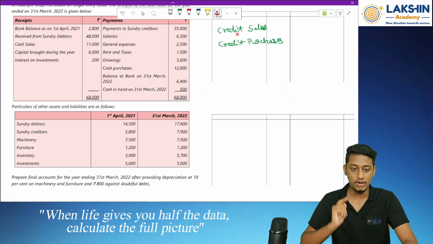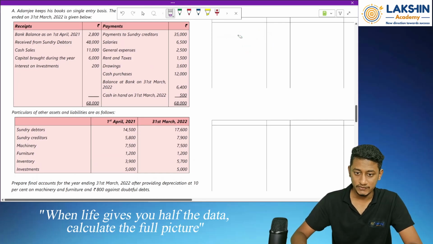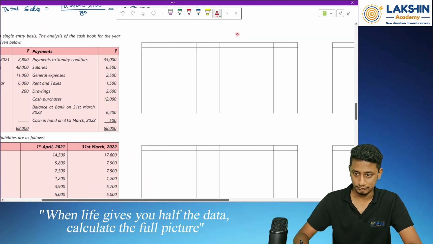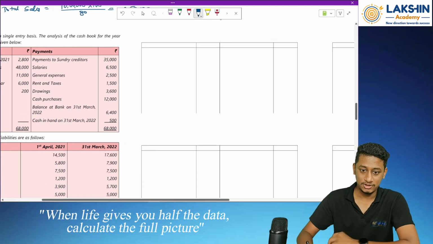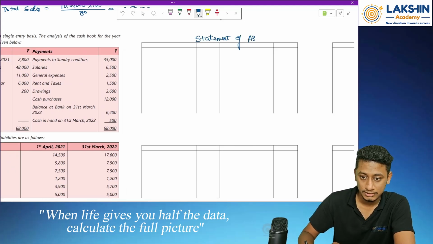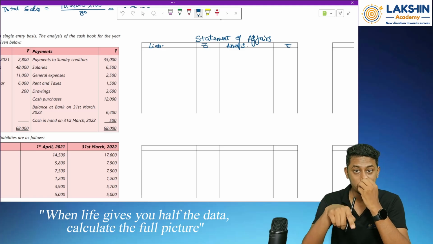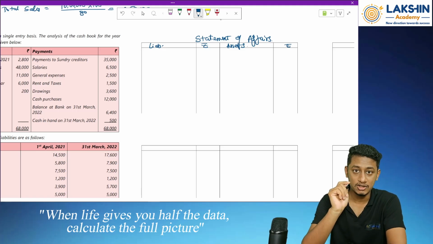Now, first of all, what will we prepare? We will prepare something called a statement of affairs. Statement of affairs. On this side we have liabilities. On this side we have assets. Okay, this is the amount column. So using the statement of affairs, we will find out the opening balance of the capital.